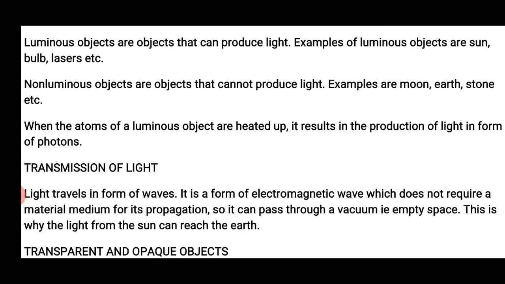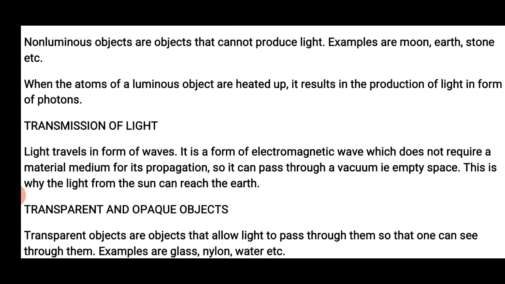Transmission of light, that is, how light moves from the source to the other areas. Light travels in form of waves. A wave is a kind of disturbance that transfers energy from one point to another through a medium. So the wave transfers light energy from the light source. Light is a form of electromagnetic wave which does not require a material medium for its propagation. All electromagnetic waves do not require anything to carry them about. That is, they can move by themselves from their source to where they are needed. They move from one place to another on their own.